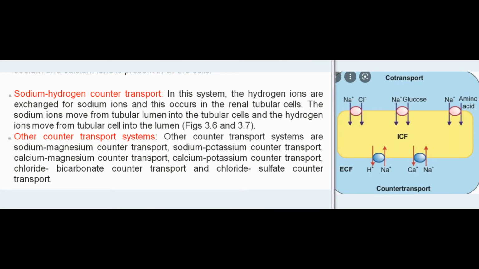Sodium-hydrogen countertransport. In this system, the hydrogen ions are exchanged for sodium ions, and this occurs in the renal tubular cells. The sodium ions move from tubular lumen into the tubular cells and the hydrogen ions move from tubular cell into the lumen, Figs 3.6 and 3.7. Other countertransport systems. Other countertransport systems are sodium-magnesium countertransport, sodium-potassium countertransport, calcium-magnesium countertransport, calcium-potassium countertransport, chloride-bicarbonate countertransport and chloride-sulfate countertransport.